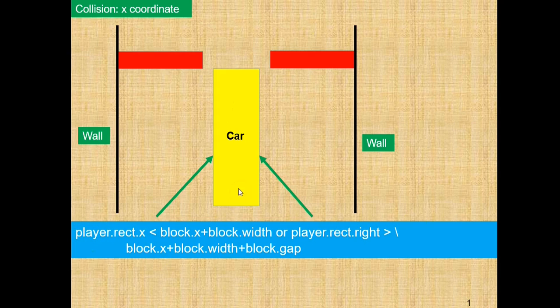If player.rect.x, so the left side of our car, is less than block.x, which is the left side here, plus block.width, so this side, or player.rect.right, so the right side, is greater than block.x plus block.width plus block.gap. So if it's greater than this plus this, then you know that this right side of the car is over here somewhere. And that's basically how we check for the x coordinate.